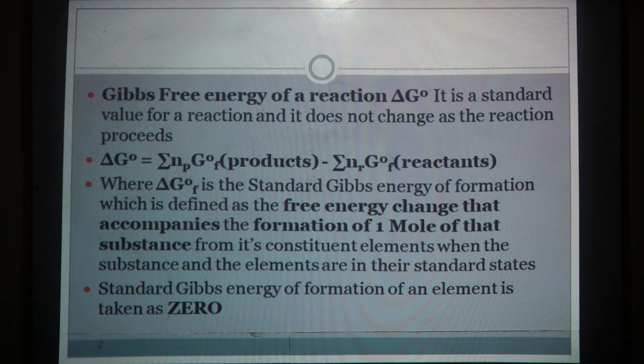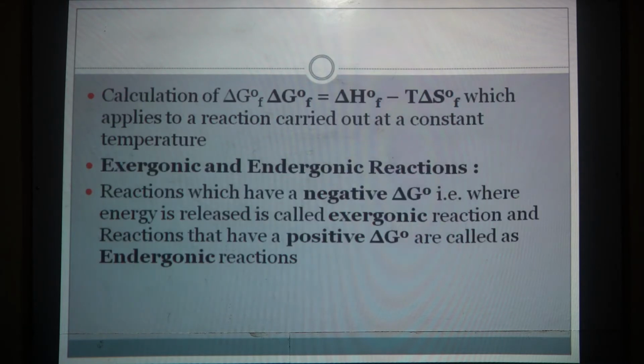Next, the standard Gibbs energy of formation of an element is taken as 0. It is not actually 0 but it is taken as 0. Now, calculation of delta G0. Delta G0 is equal to delta H0 minus T delta S0, which applies to a reaction carried out at constant temperature.